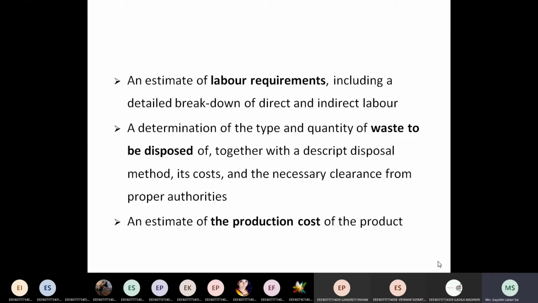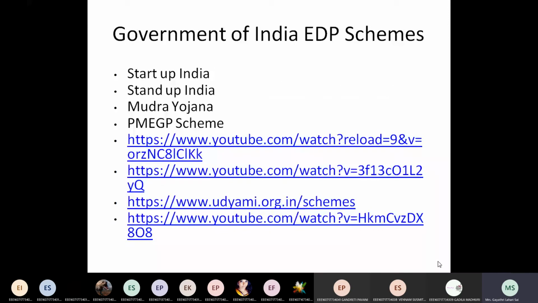So you should also see the waste disposal. How well you are doing this is also very, very important. So I gave you the thermal plant and cement plant example. Okay, so estimation of the production cost, technically how you are doing it. So all these are about the technical analysis. Is it clear? Is it clear?